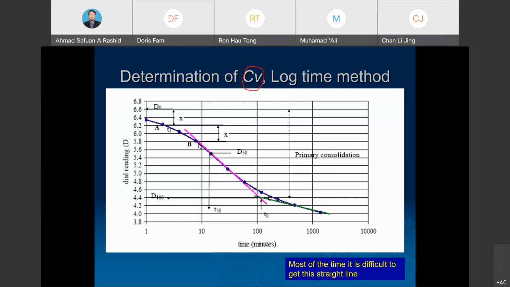This means that the consolidation process or the testing stops up to 1440, kan? Mana 24 jam kan? This is 24 hours. So kita plot, this blue line refers to the deformations over time. So we can obviously see what we call three different curvatures.